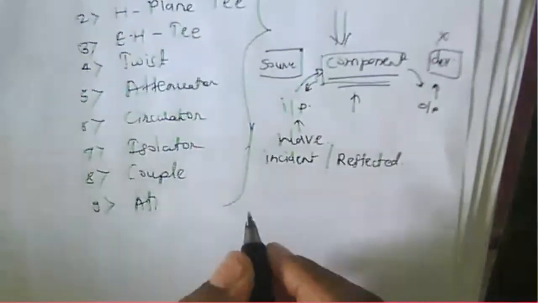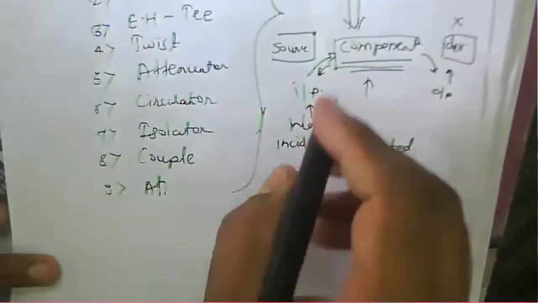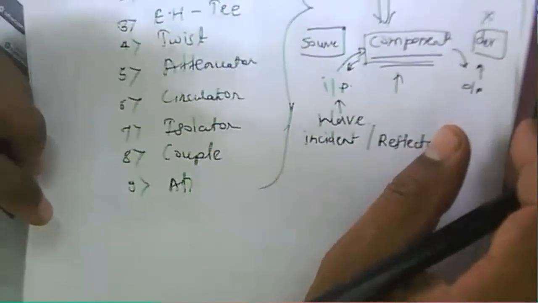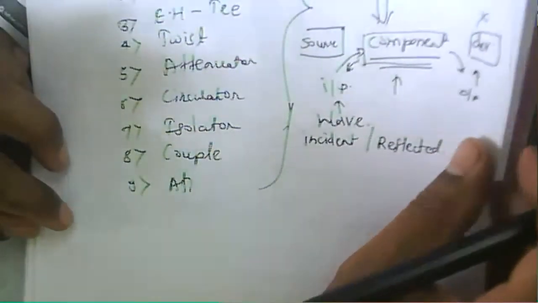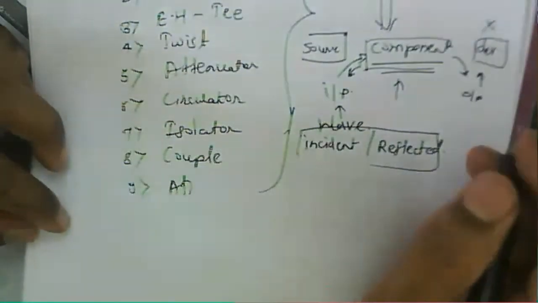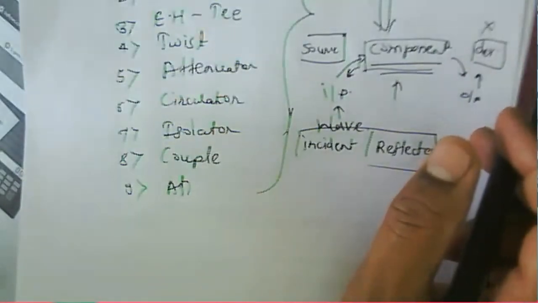We need to obtain the incident wave and a reflected wave, and that is the nature for the given particular component. So that's why we can learn here what is the nature of the given component. For that purpose, we need to learn about the waves and all.